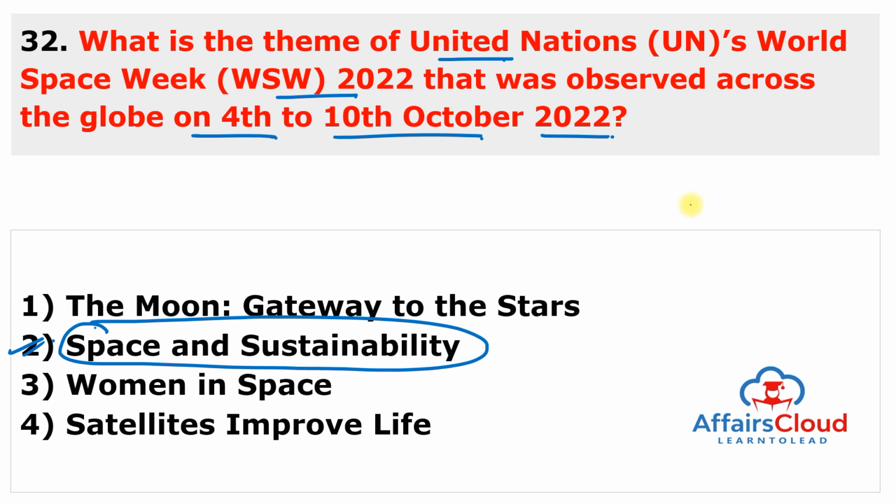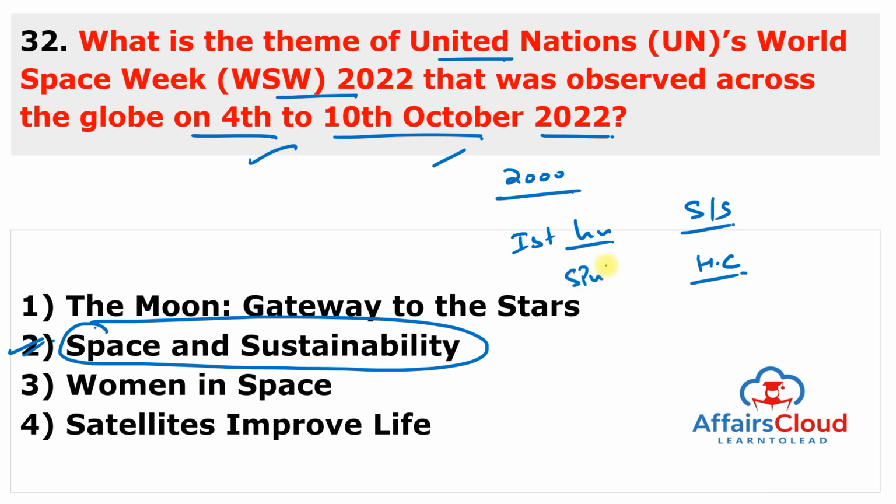So the day is observed to celebrate the contributions of space science and technology to the betterment of the human condition. The first ever World Space Week was observed from 4th to 10th of October in the year 2000, and 4th of October marks the date on which the first human-made Earth satellite, named Sputnik 1, was launched in 1957.